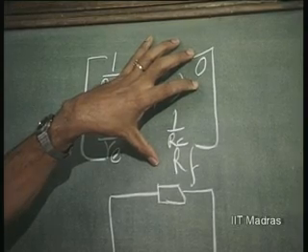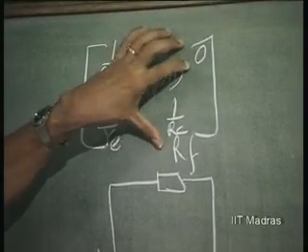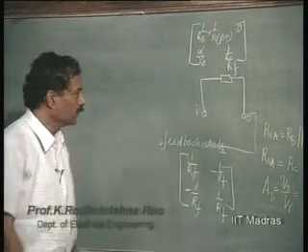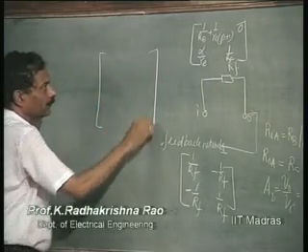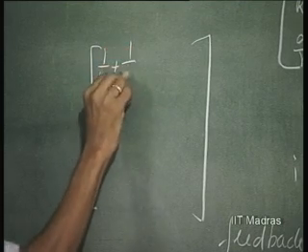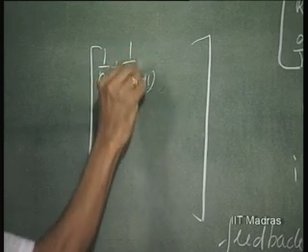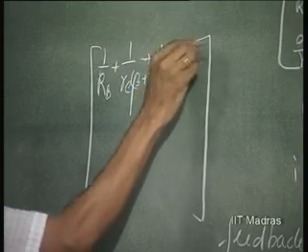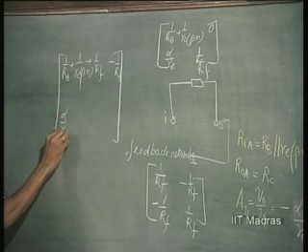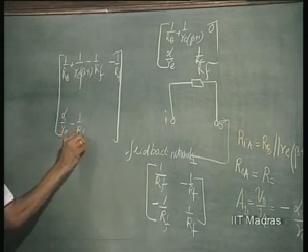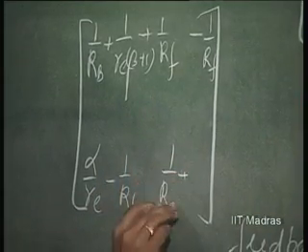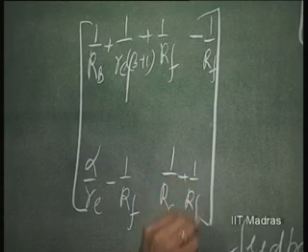What is the Y parameter of the amplifier? What is the composite parameter of the amplifier plus feedback network? This plus this. So, the composite Y parameter is going to be 1 over RB plus 1 over RE into beta plus 1, plus 1 over RF; minus 1 over RF is the other part, because this plus this. Here it is alpha by RE minus 1 over RF. Then we have 1 over RC plus 1 over RF.